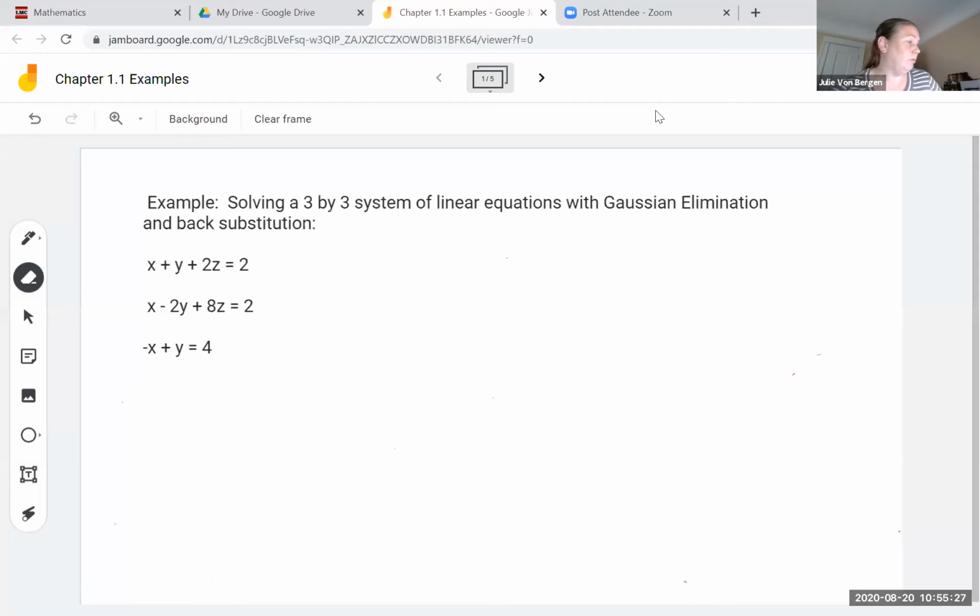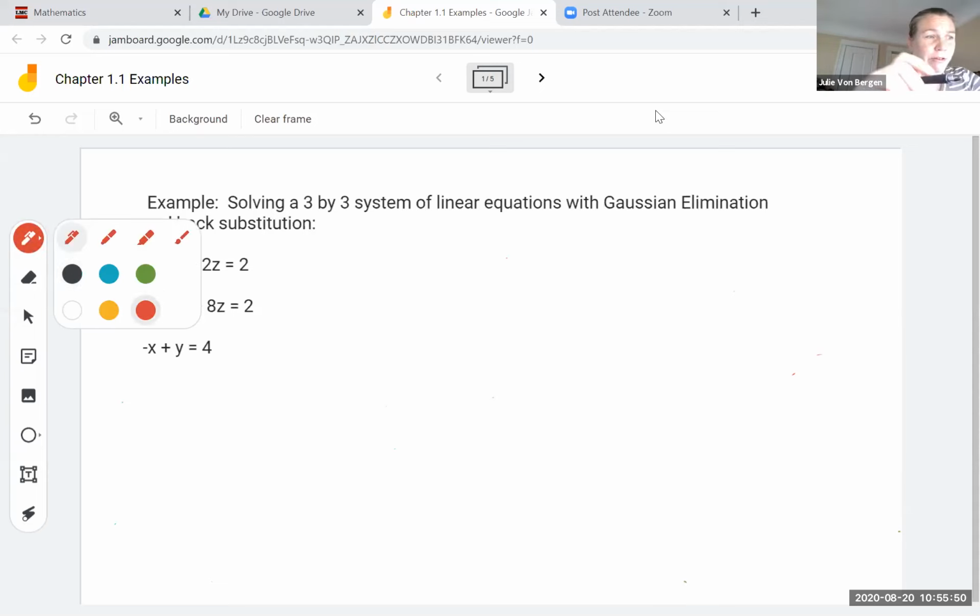So let's explore and see how we can solve this system using Gaussian elimination. The first step I want to do is eliminate the x variable in the second equation. I'm going to do that by creating a new second equation: equation 1 minus equation 2. I'll go ahead and annotate that. I'll use red for that calculation.